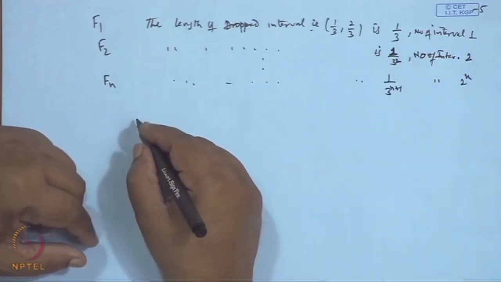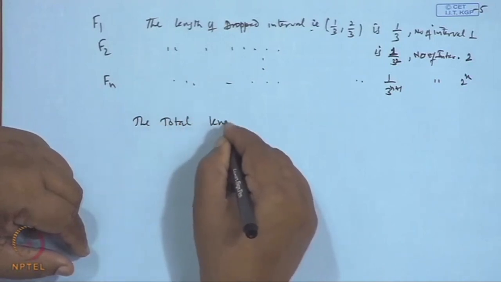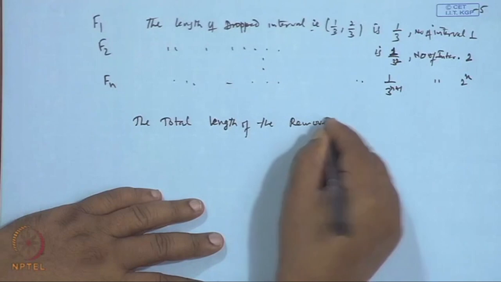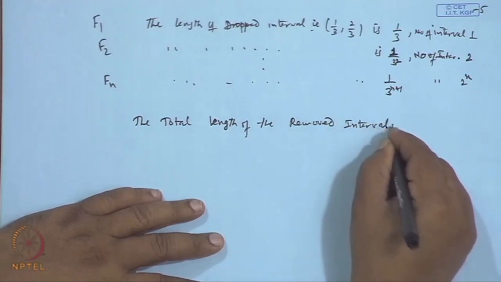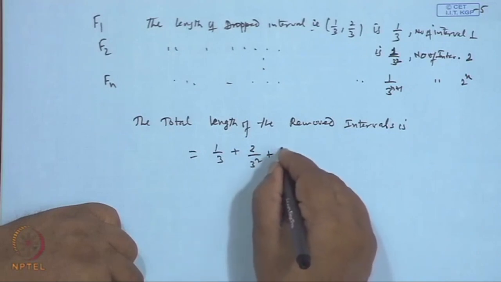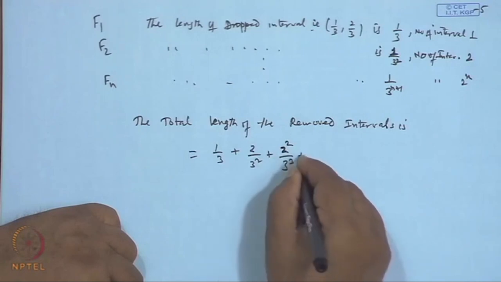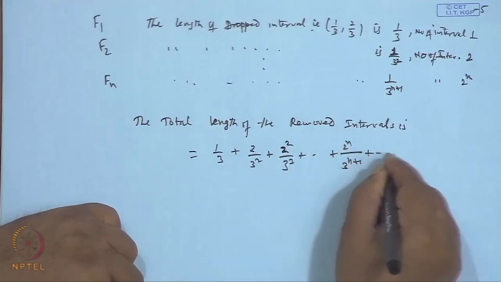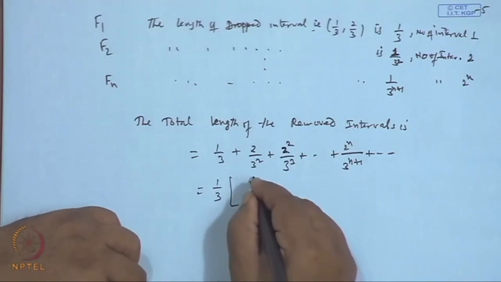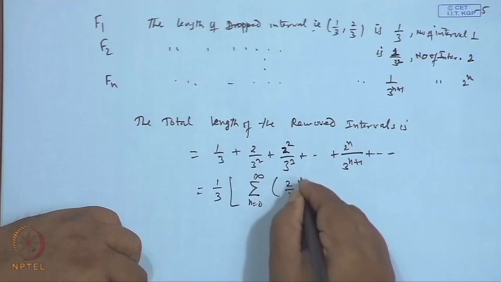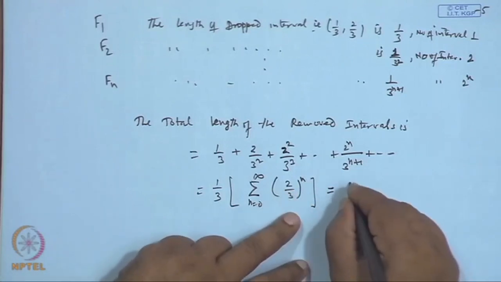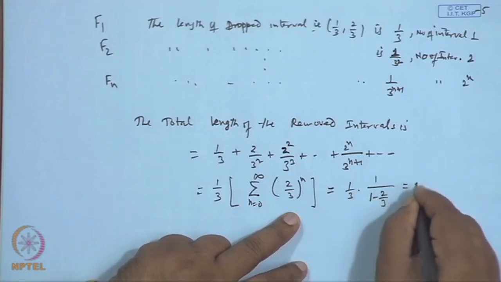So, the total length of the removed intervals is nothing but what? 1/3 plus 2 over 3 square plus 2 square by 3 cube and so on, plus 2 to the power n by 3 to the power n plus 1 and so on. Basically, this is equal to 1/3 sigma n is 0 to infinity of (2 by 3) to the power n. Now, this is a geometric series. The first term is 1, so it is 1/3 times 1 over 1 minus r, and the length is coming to be 1.